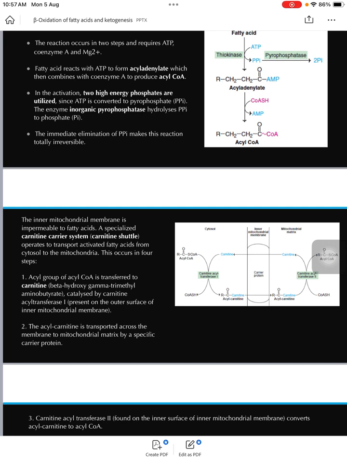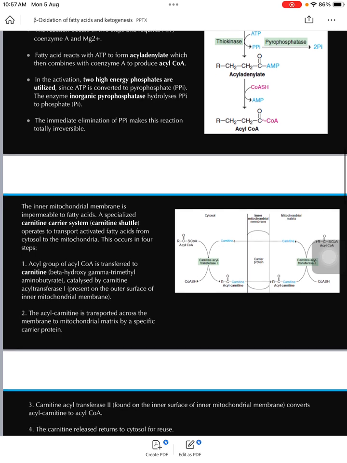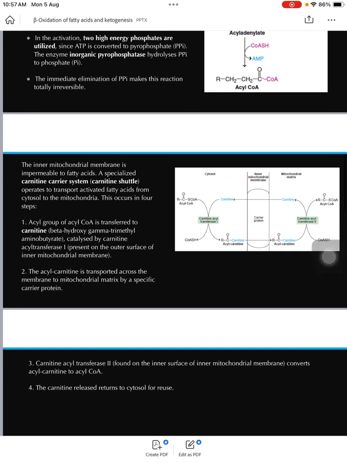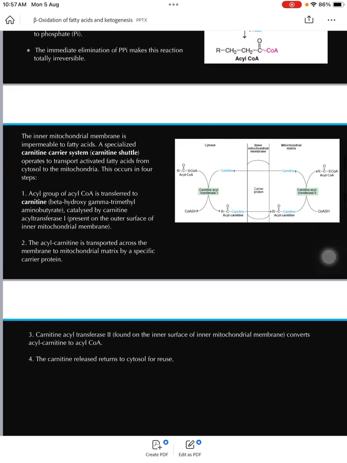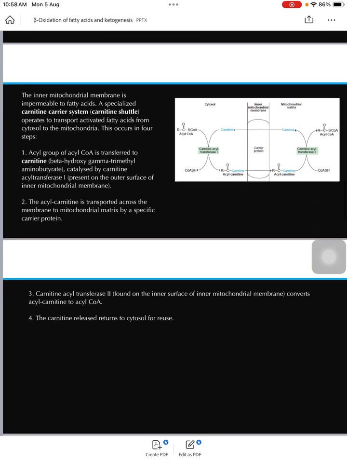The second step, the inner mitochondrial membrane is impermeable to fatty acids. A specialized carnitine carrier system, also known as carnitine shuttle, operates to transport activated fatty acids from cytosol to mitochondria. And this occurs in four steps. The first one, acyl group of acyl-CoA is transferred to carnitine, catalyzed by the enzyme carnitine acyl transferase 1 that is present on the outer surface of inner mitochondrial membrane.